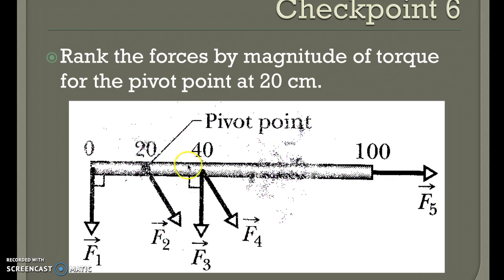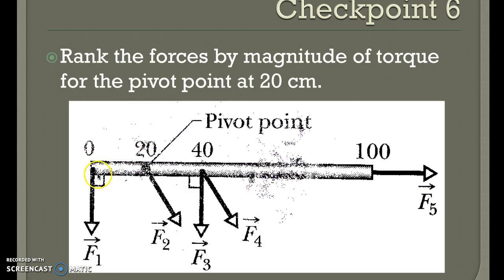Okay, so here we have a situation where we have this beam, and we have 1, 2, 3, 4, 5 different options for the amount of force causing it to rotate about this point right here. Okay, I want you to think about which of these forces are causing the most torque and which one are causing the least torque. So which forces cause the most torque here?